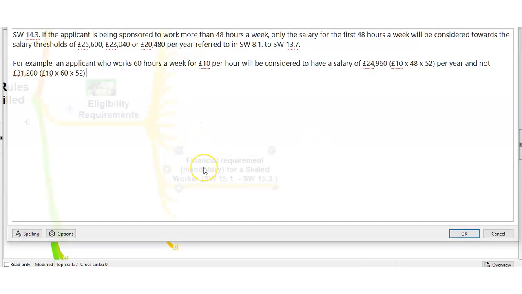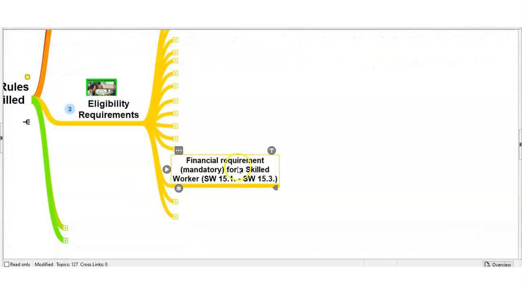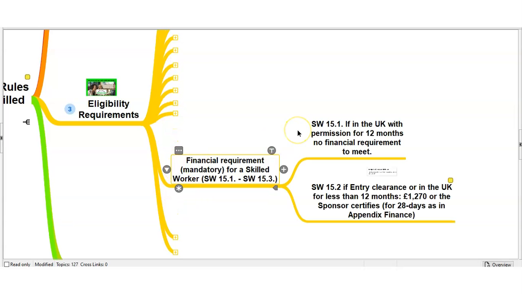The next provision from the skilled worker appendix is for the financial requirement, which is mandatory. And here they say, and this is a very exciting change which was introduced from 2nd of December 2020, that anyone who is already in the UK and has remained here for longer than 12 months is under no obligation to meet the financial requirements.